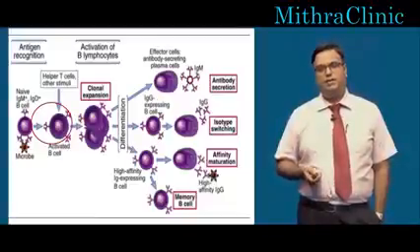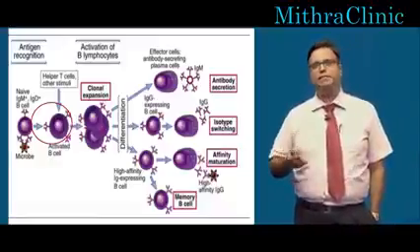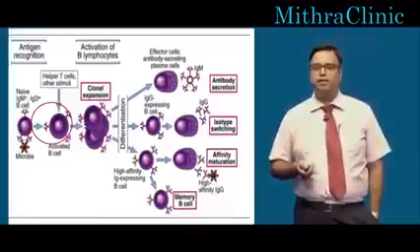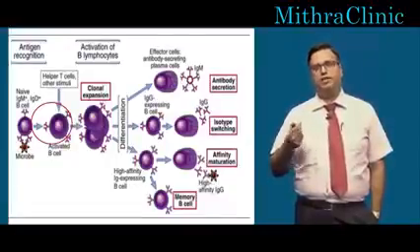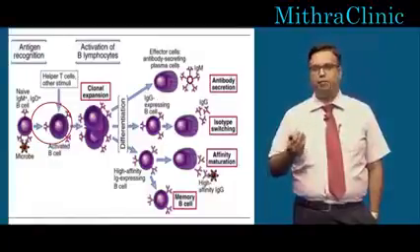And last but not the least is the differentiation to what is called a memory B cell. Literally, it retains the memory of the inciting insult. So, when a similar epitope or antigen is delivered to the body, it can produce a lot of immunoglobulins right up front.